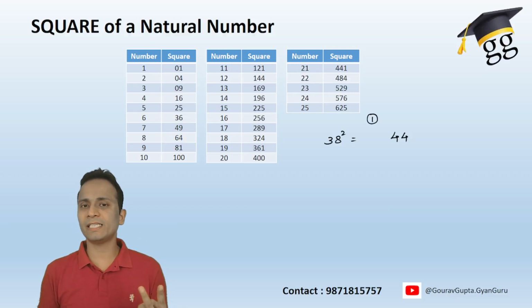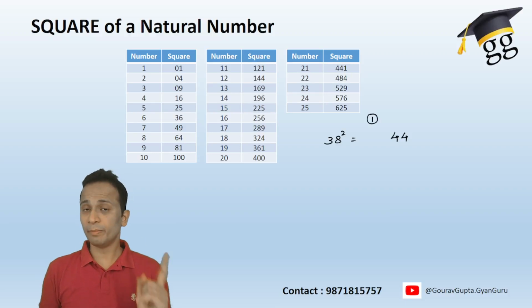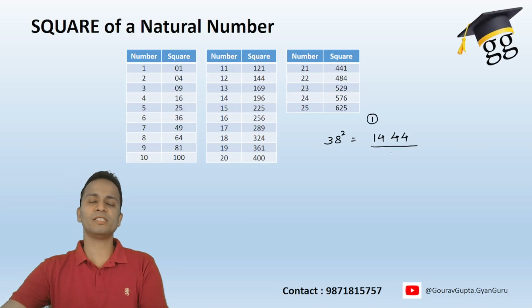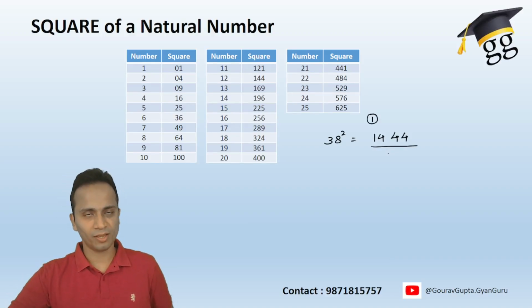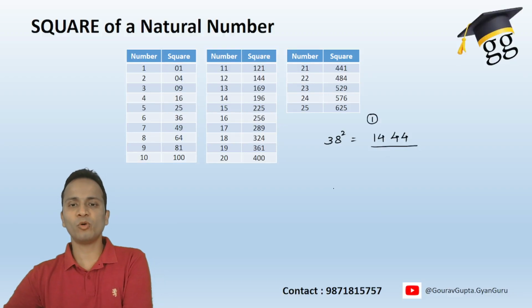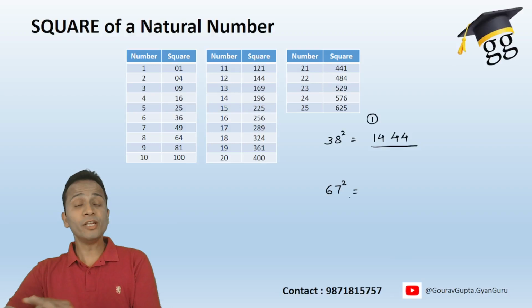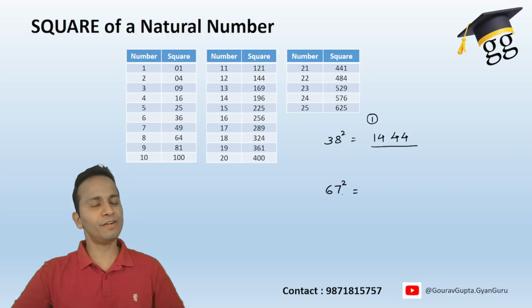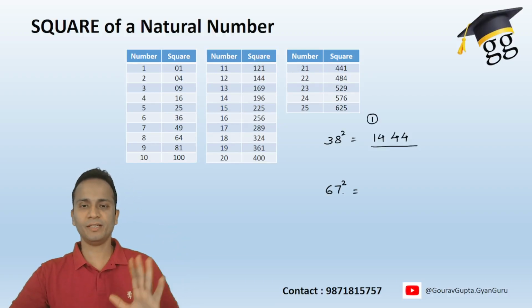Then in the next step, I'll take the difference of 38 from 25. The difference is 13 plus 1, the carry forward, 14. So 14 will be written, and 1444 is the square of 38. Right? Again, let's take one more example. 67 square. You can use exactly this method to find out the squares up till 75. 75 तक तो easily आज हो गया है, ठीक है?